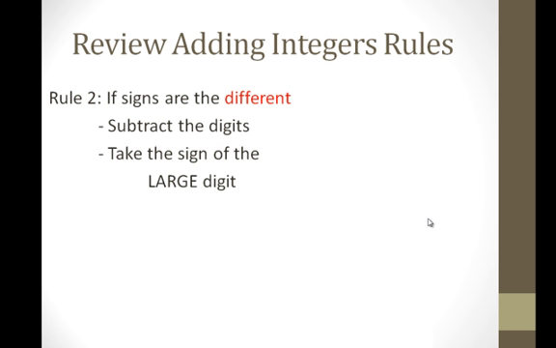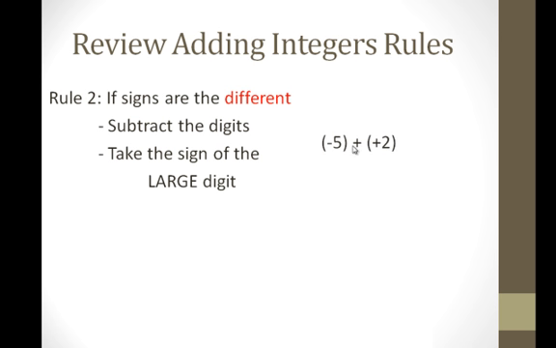Rule 2 says that if the signs are different, so if I'm adding a positive with a negative or a negative with a positive, first I have to subtract the digits, then take the sign of the larger digit.